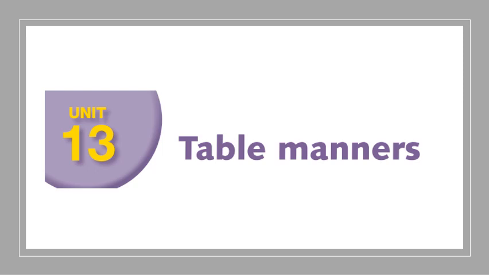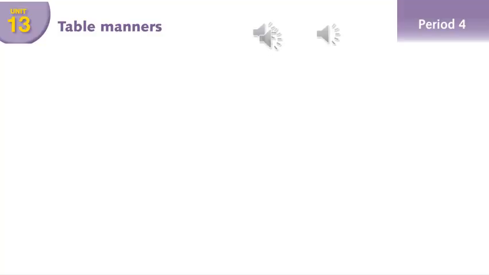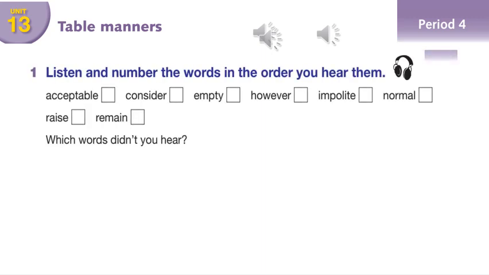This is several lessons or periods, which are periods 4, 5, 6, and 7. So these are 4 periods. Let's start with period number 4, or number 3, I'm sorry. Here we are going to listen and number the words in order you hear them.